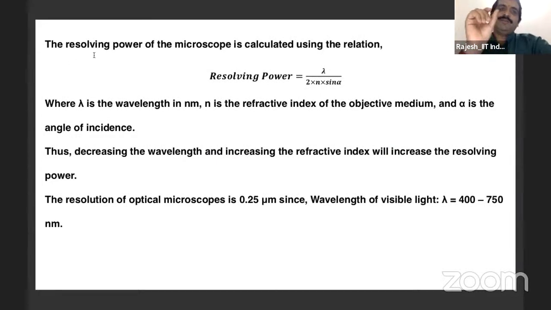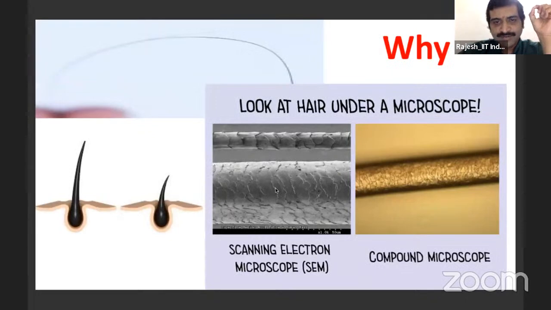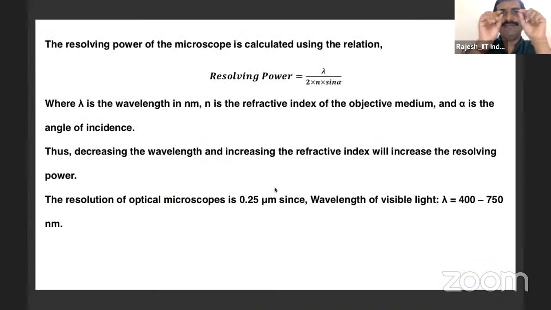Here we are talking about the resolving power of a microscope. A microscope which can resolve between the two details, the two details on a surface. On the object, there are two points, and how closely we can see them distinctly, that is called the resolving power.